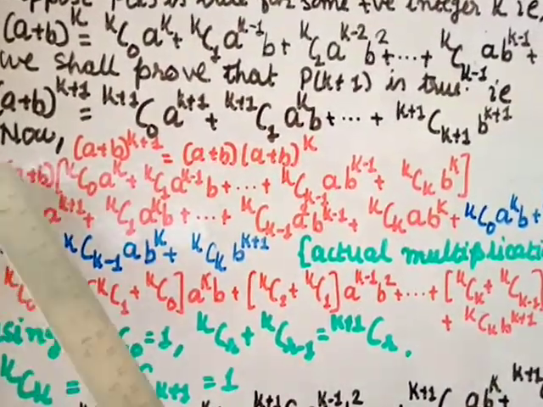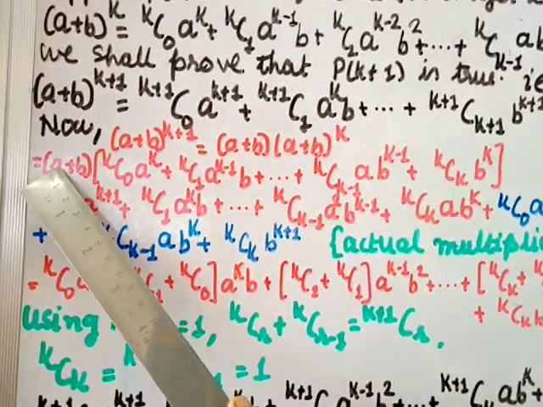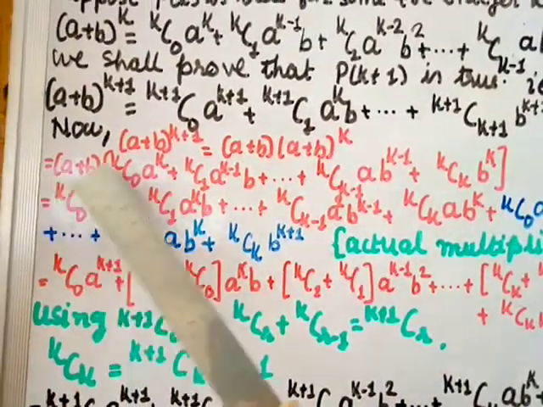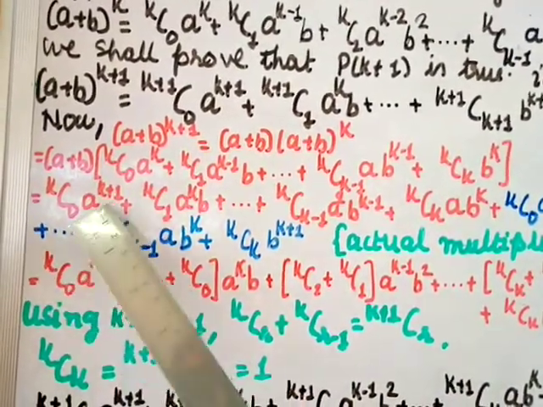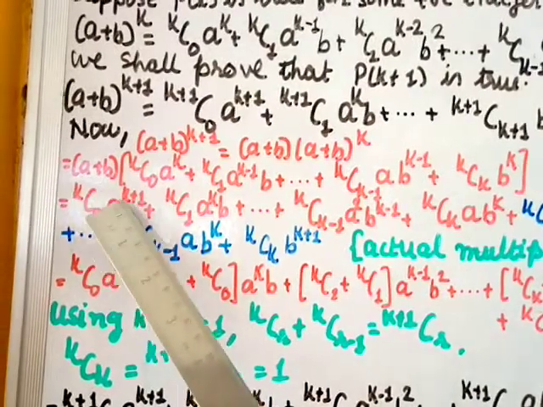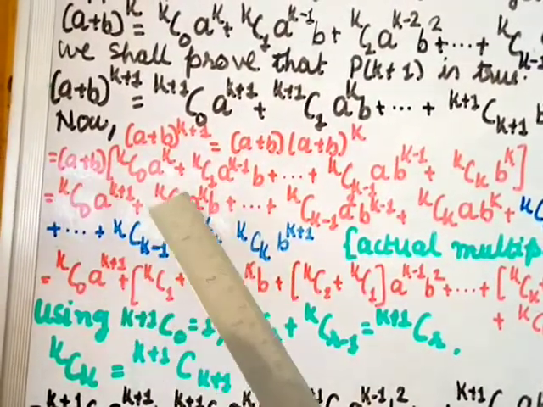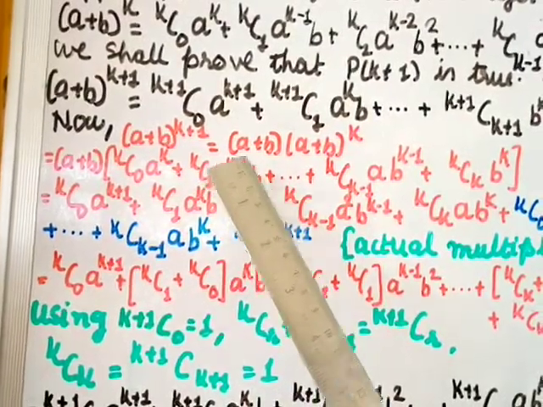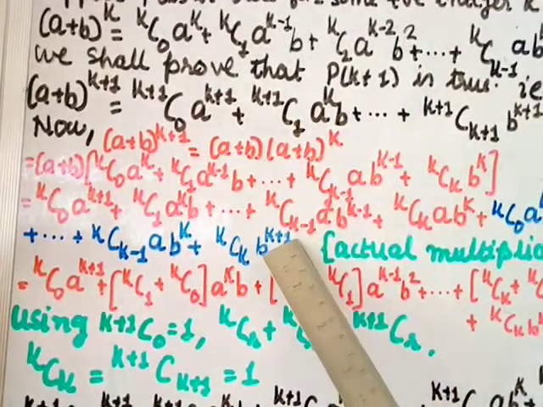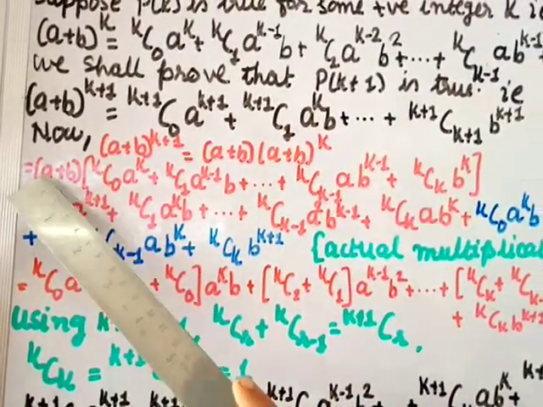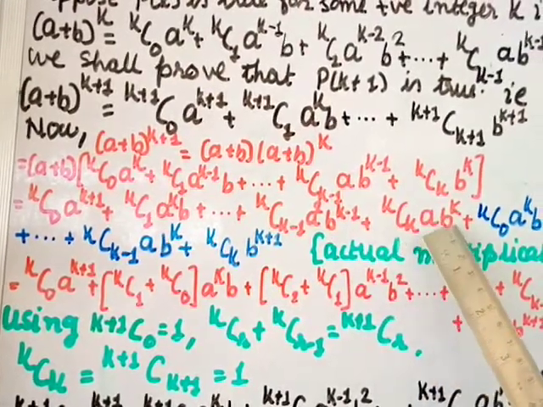Now next, I'll multiply each term by a plus each term by b. So let us multiply by a. When you multiply by a, indices will increase by 1. So kC0 as it is, a^k into a, that is a^(k+1), plus kC1 a^(k-1) into a will give you a^k, because k minus 1 plus 1 gives a^k, into b, plus ... plus kC(k-1), where 1 into a gives a^2 b^(k-1), plus kCk a into b^k.